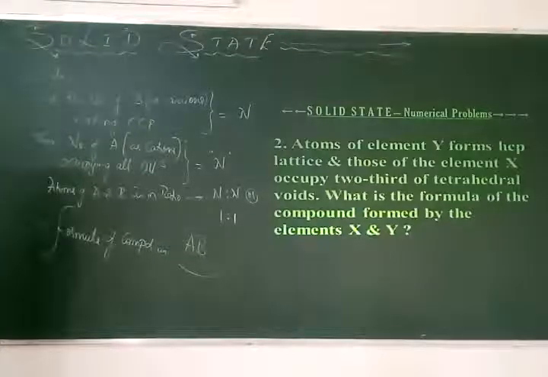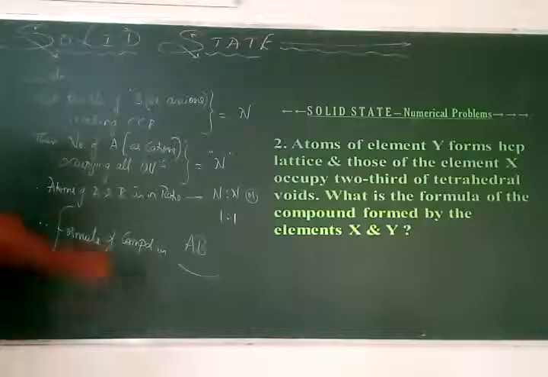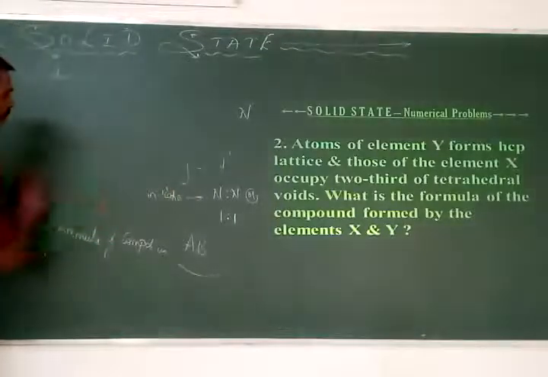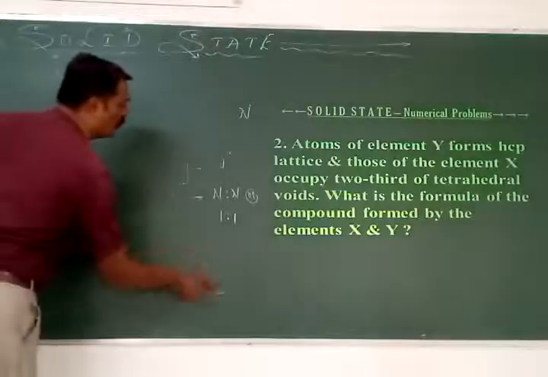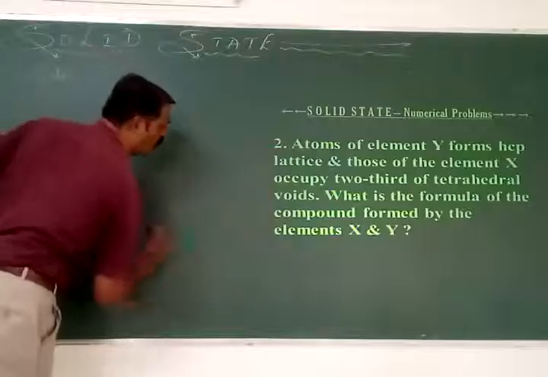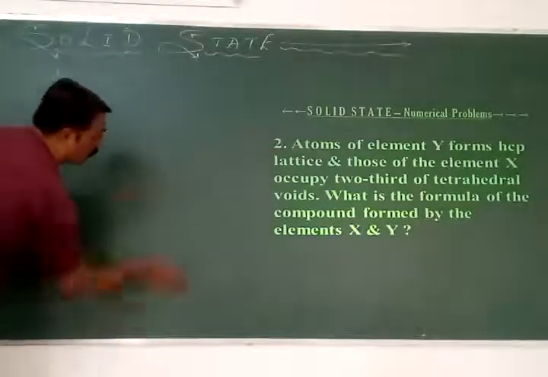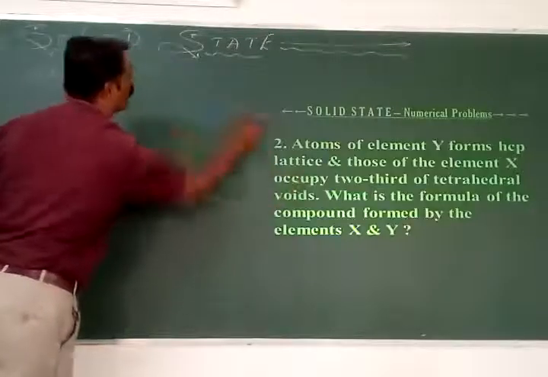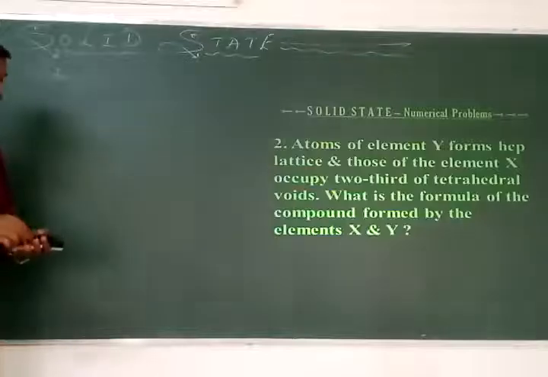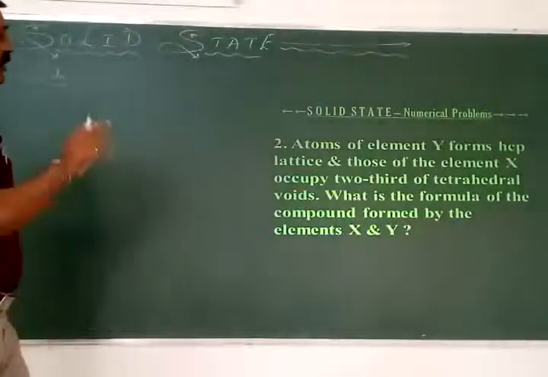Atoms of element Y form an HCP lattice, and those of the element X occupy 2/3 of the tetrahedral voids. It is not the whole of the tetrahedral voids, it is only 2/3 of the tetrahedral voids. If this be the case, what is the formula of the compound that has been formed by the two different elements, X and Y?